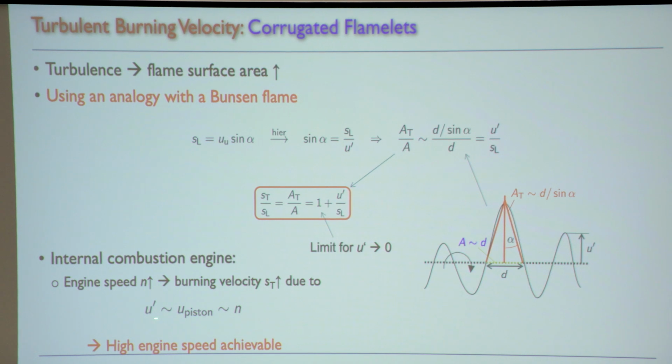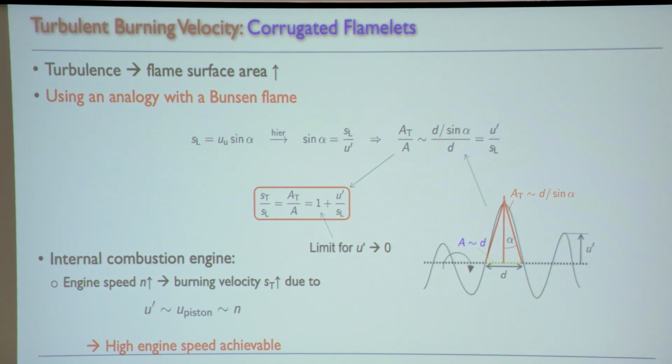Well, because if I make the RPM higher and higher, the piston speed gets larger, and the u prime that you have in an engine comes from the piston speed, okay? So the u prime is proportional to the piston speed, which means that also the burning velocity is proportional to the piston speed. Isn't that beautiful again?